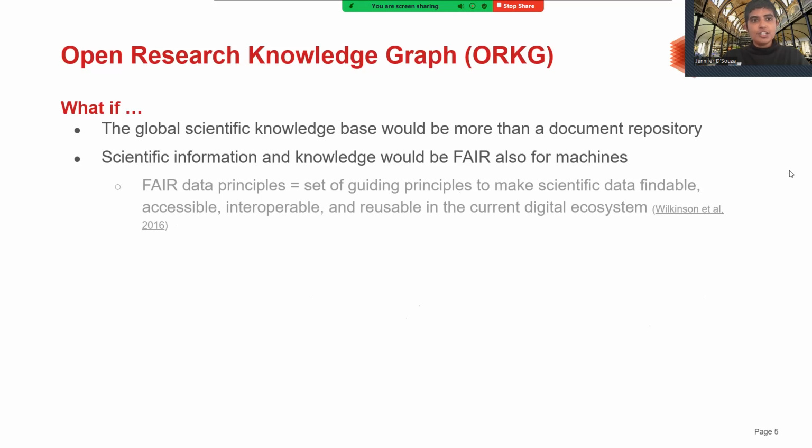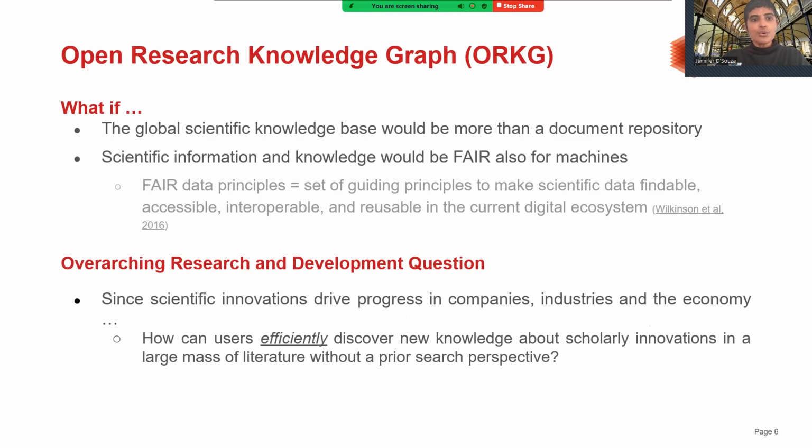So at the ORKG, we ask ourselves, what if the global scientific knowledge base would be more than a document repository? In this case, scientific information and knowledge would be FAIR also for machines. So our overarching R&D question is, since scientific innovations drive progress in companies, industry, and the economy, how can users efficiently discover new knowledge about scholarly innovations in a large mass of literature without a prior search perspective?